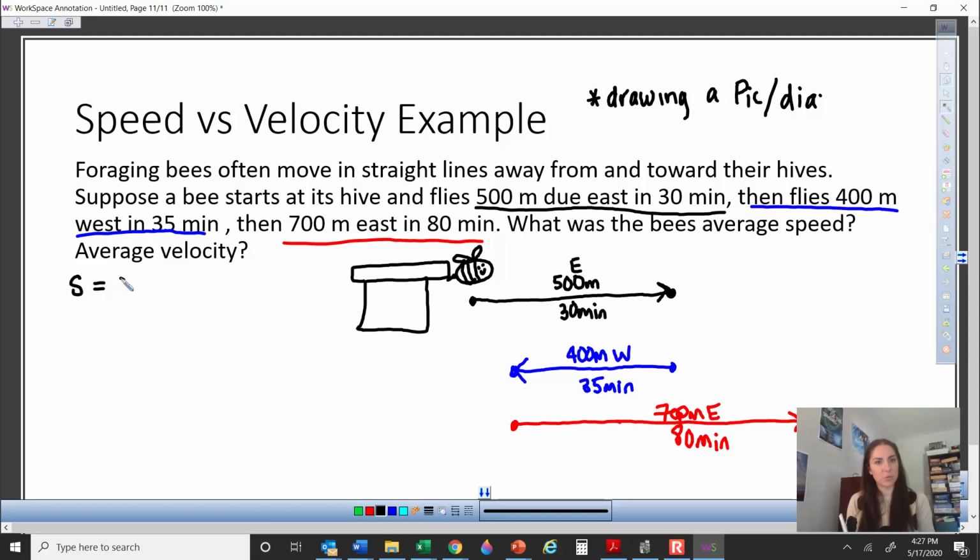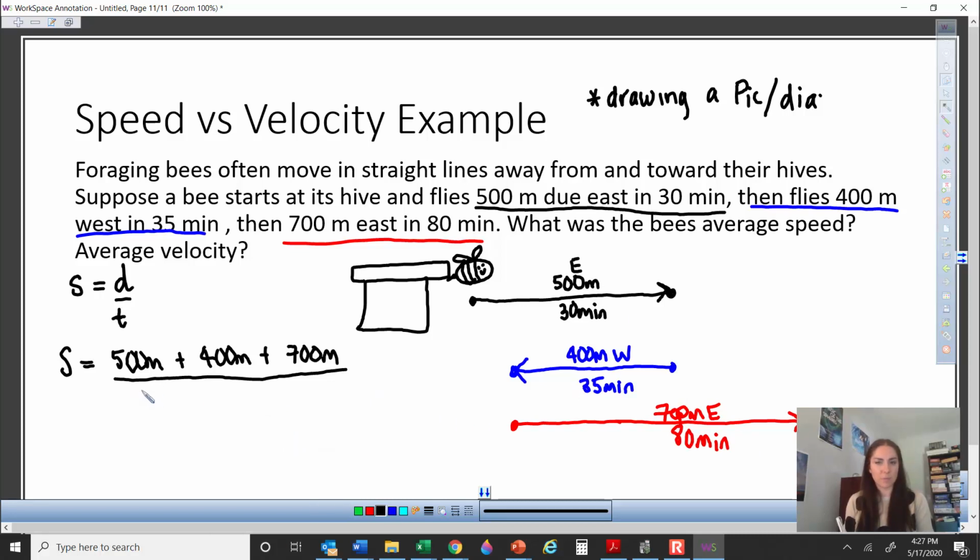Speed is total distance over total time. And let's do that one first, because we got it going here. So speed will be my total distance. So my total distance is 500 meters plus 400 meters plus 700 meters. So notice I ignored the direction. Distance doesn't include direction. I'm sorry, I ignored the direction of all these cases.